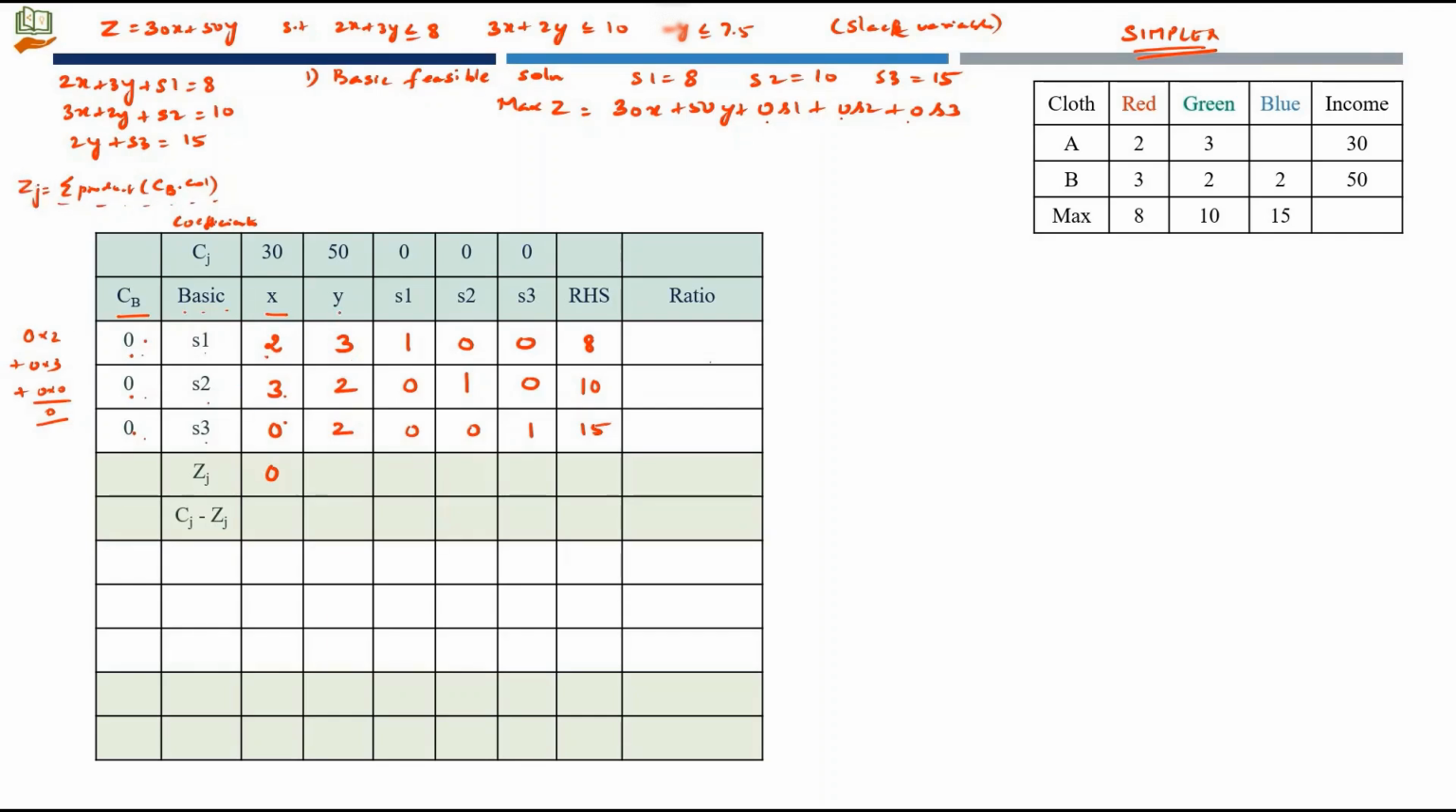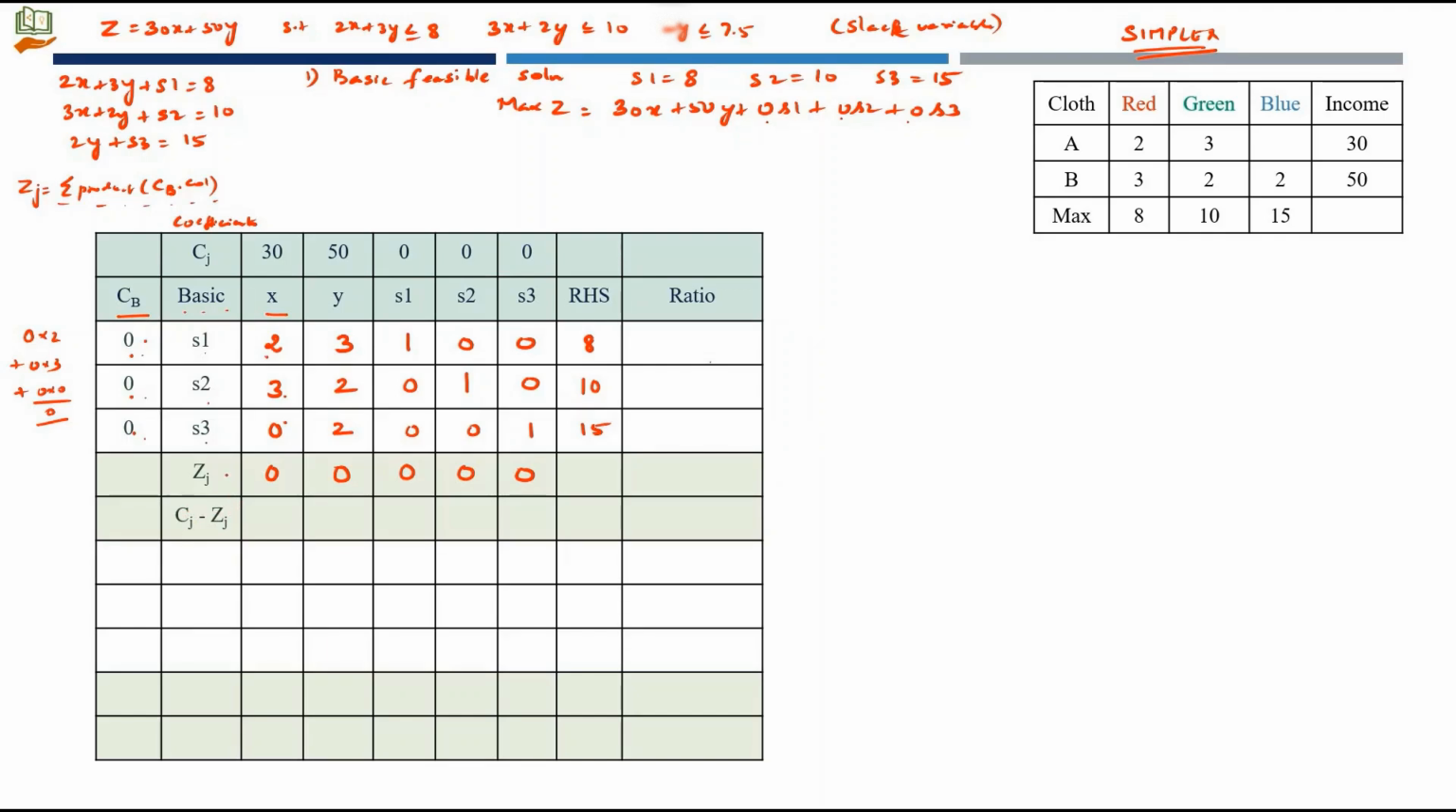We will do the same thing for y. 3 into 0 plus 2 into 0 plus 2 into 0. Once you have 0 in the CB column, every value will be 0 only. You should not do the same thing for RHS; only the variables have to be considered from the objective function.